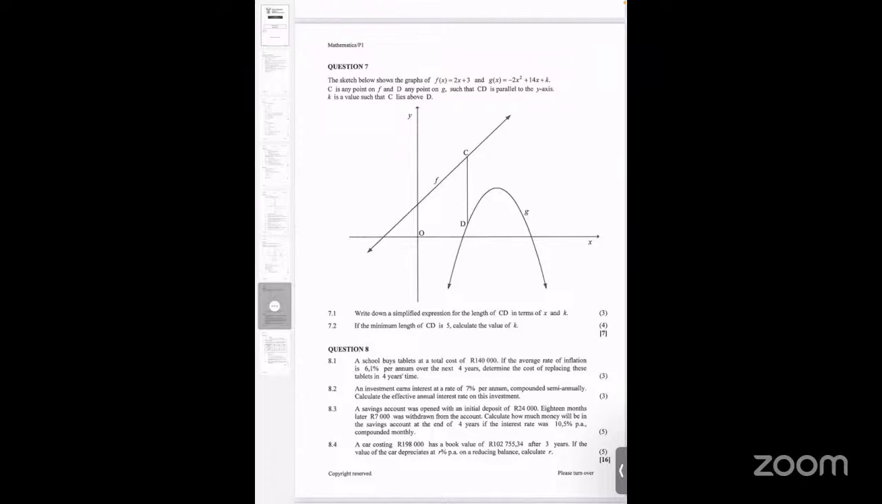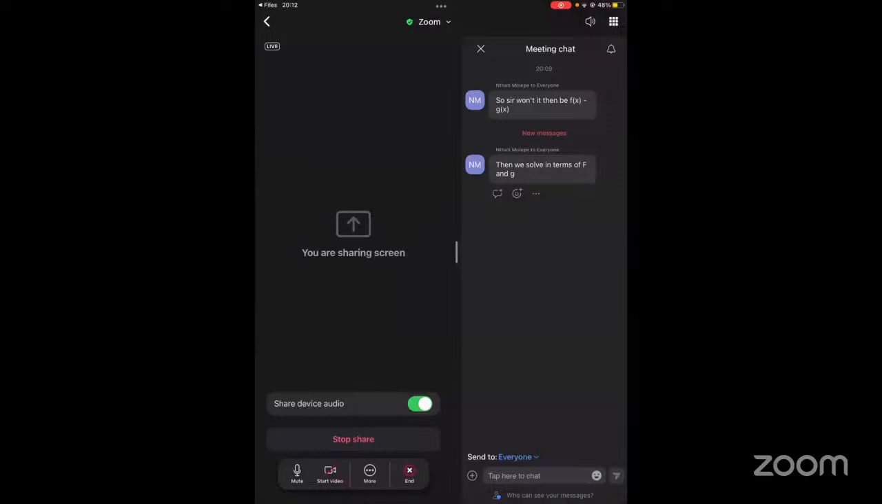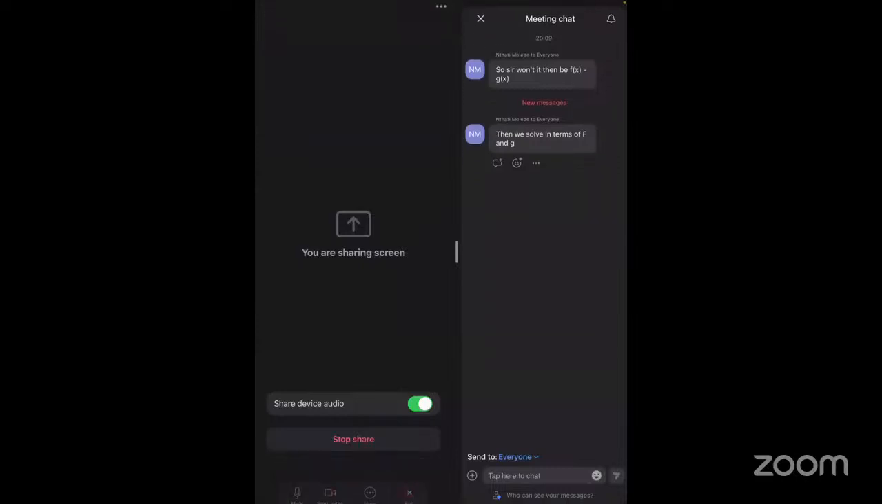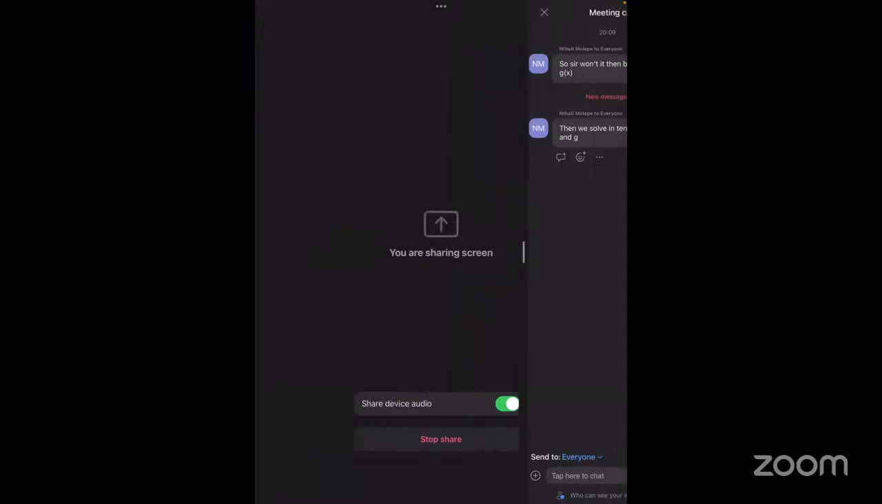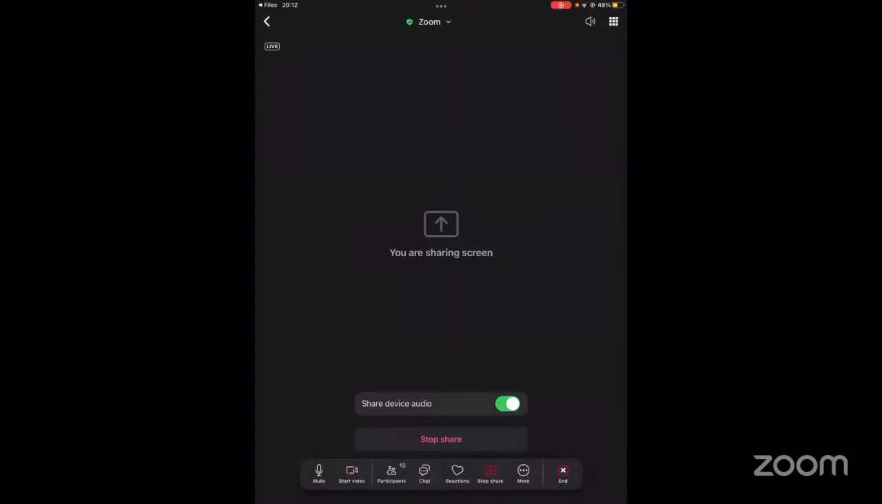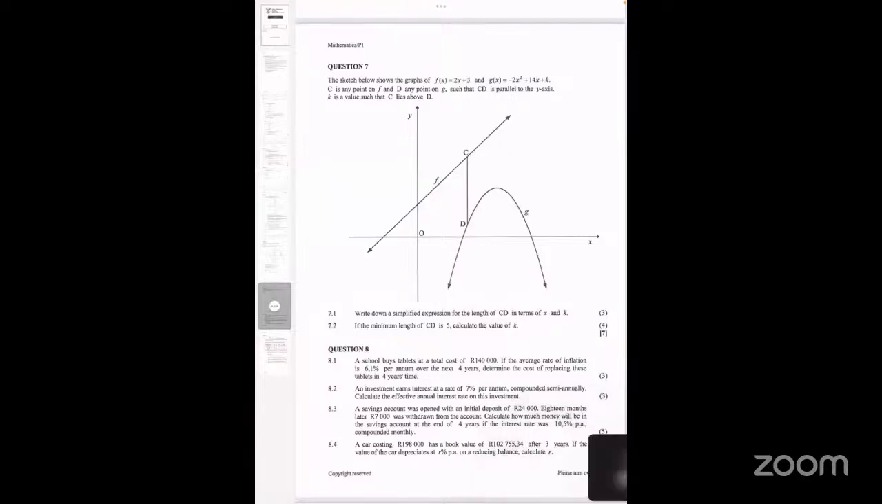Anyone who's done with that question? Let me quickly check. There's probably someone who's done, because you shouldn't take long. The moment you take long, then we solve in terms of F and G. No. You have to represent your answer in terms of X and K. I meant, and then we solve in terms of X and K. Yes, you solve in terms of X and K, just like you are guided by the question: write down a simplified expression for the length of that in terms of that and that.